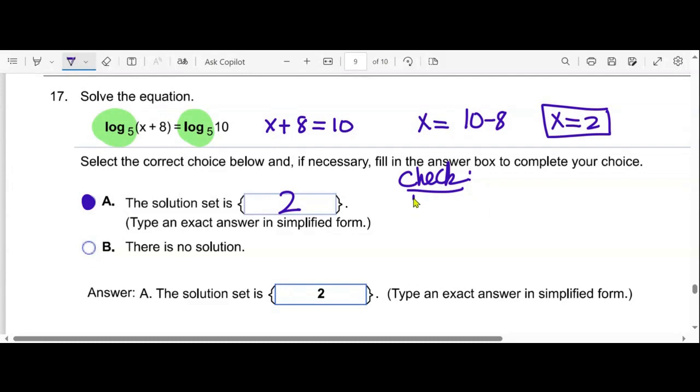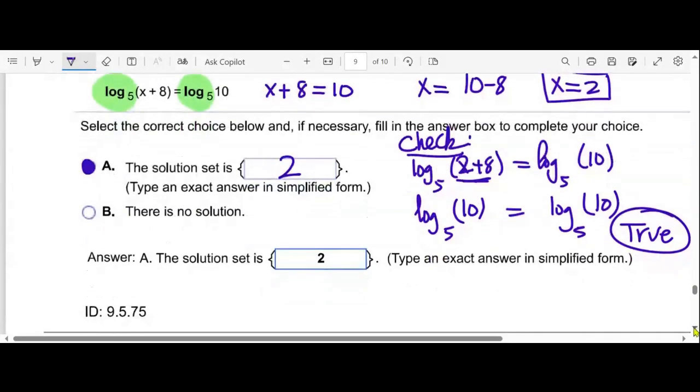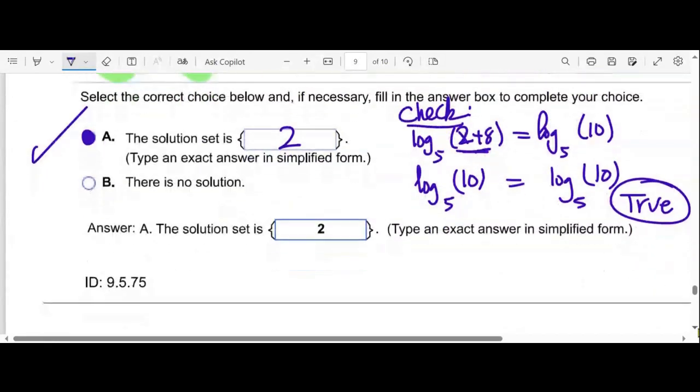So you're going to say log 5 here, x is what? 2 plus 8 equals log 5 and 10. 2 plus 8, how much? 10. And the other side, you still have the same thing, right? 10. So they are true. Okay? So this is the correct answer.